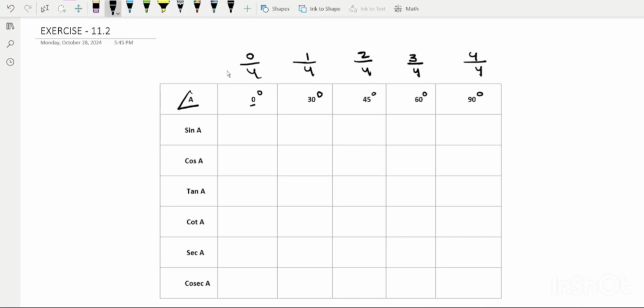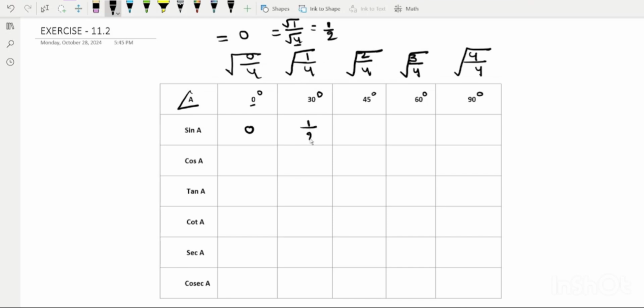Now, to remember these things, make a square root of all the values: square root of 2 by 4, square root of 3 by 4, square root of 4 by 4. The value for 0 by 4 is 0. Here we can write root 1 divided by root 4. The value of root 1 is 1, and the value of root 4 is 2. So the value of sine 0 degrees is 0, and the value of sine 30 degrees is 1 divided by 2.